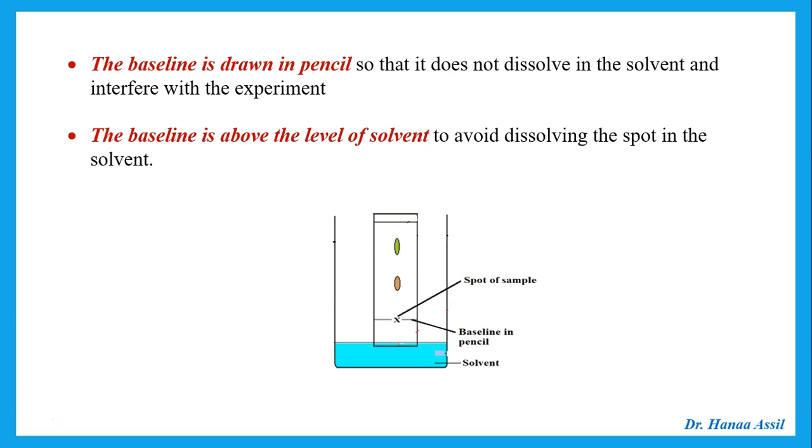Now, we also said that the baseline that contains the spot of the sample must be above the level of the solvent. I don't dip the paper into the solvent. I put only the edge of the paper so that the baseline and the spot that I put are not inside the solvent. This is to avoid dissolving the spot in the solvent. If I dip it all into the water, then everything will dissolve in the water and the water will become colored instead of having the process of chromatography happening.